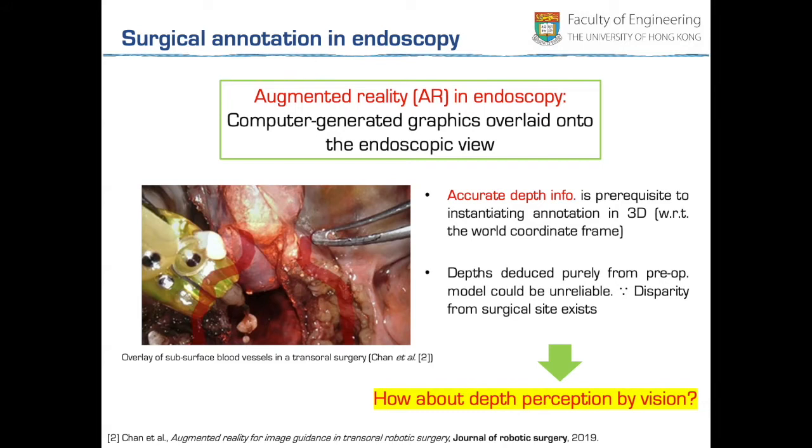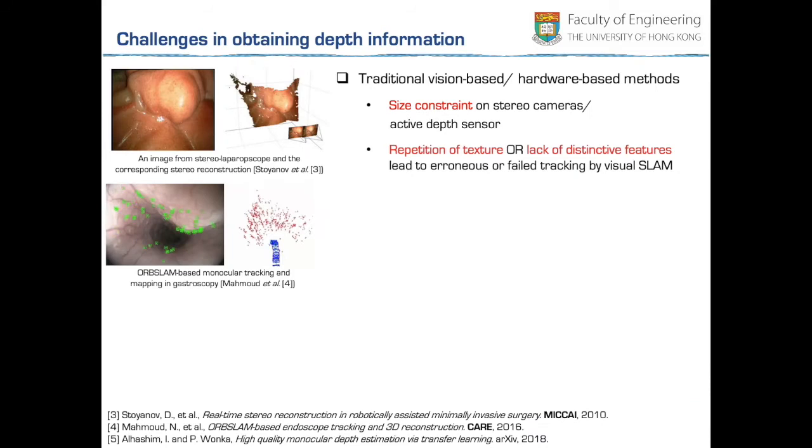Well, endoscopes are cameras. How about directly deriving depth from vision? Talking about depth measurement, there are in fact well-established traditional vision-based or hardware-based solutions in obtaining depth. For example, depth can be obtained without much difficulty by stereo vision or active depth sensors. However, while our target surgical site in this study is the nasal cavity, size constraint does not allow us to adopt these solutions. Visual SLAM is also a possible candidate to obtain depth.